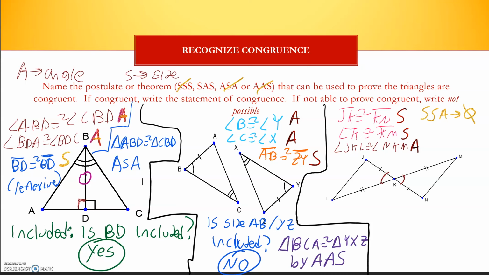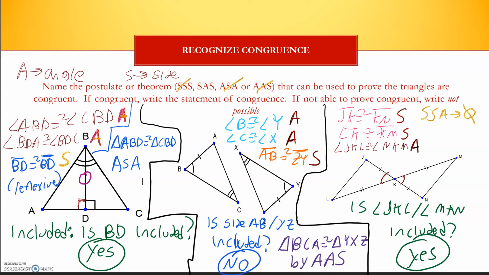So what we have to ask ourselves, similar to the question we asked in the first two, is: are angle JKL and angle MKN included? And the answer to this one is yes. We do have inclusion. It is between the two congruent sides. Remember, we saw that on the first slide that we looked at. These angles are sandwiched between the two congruent sides.